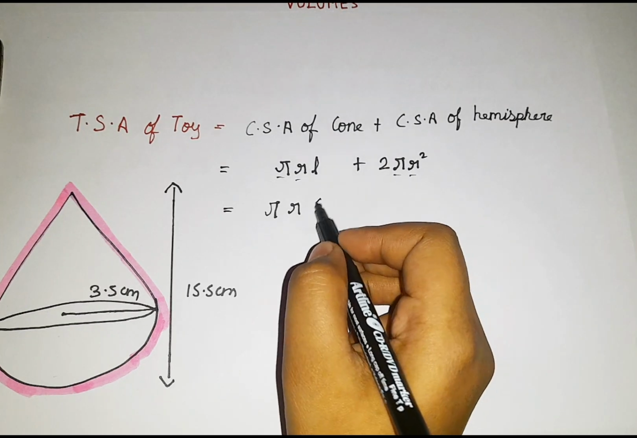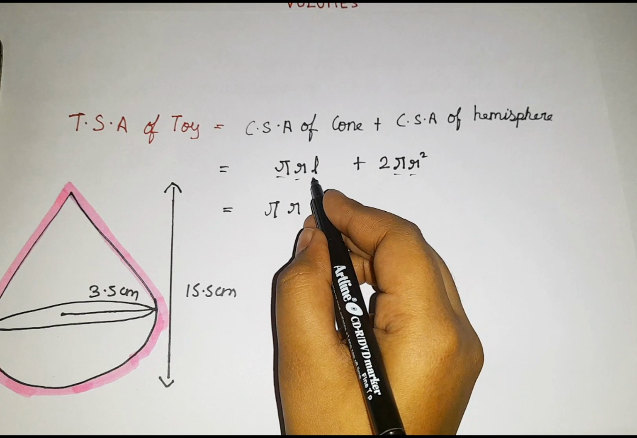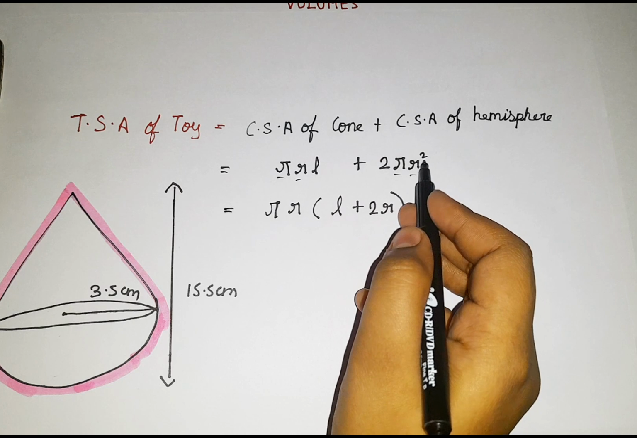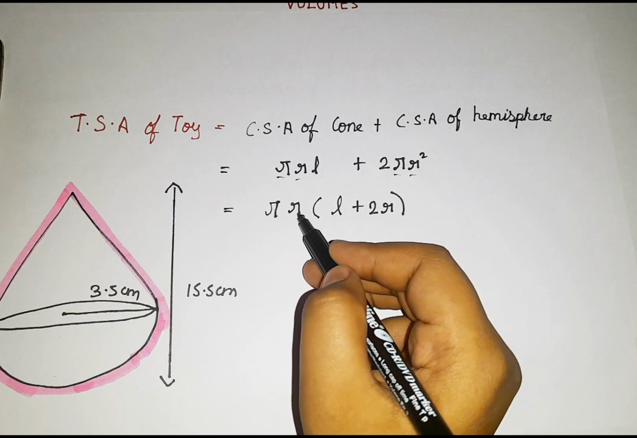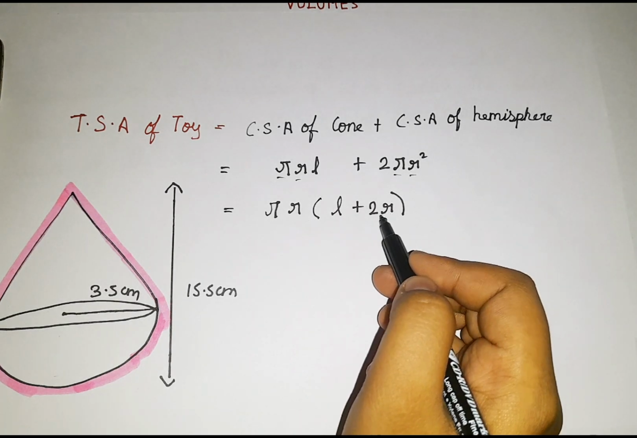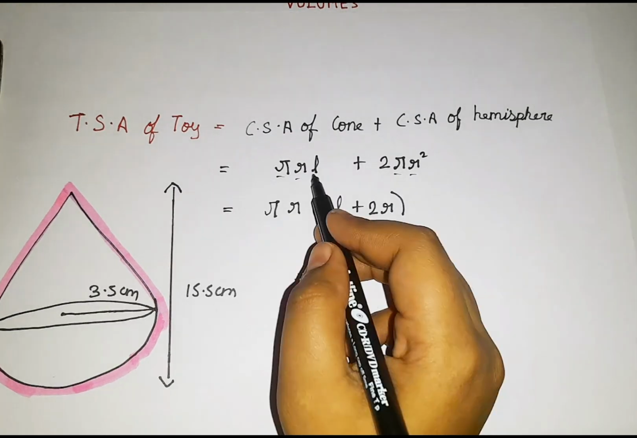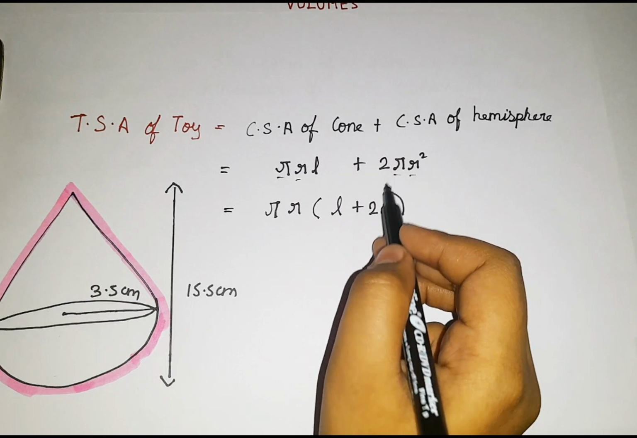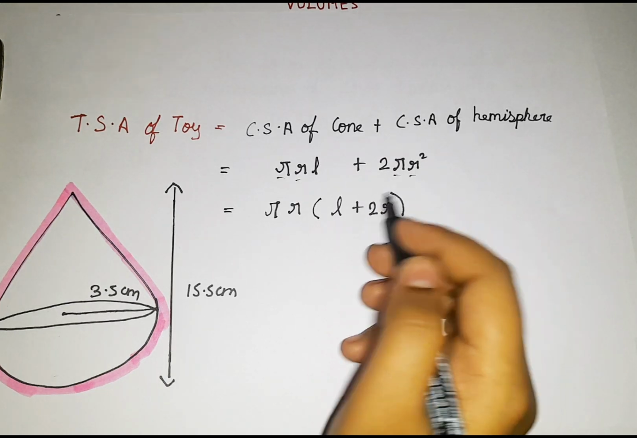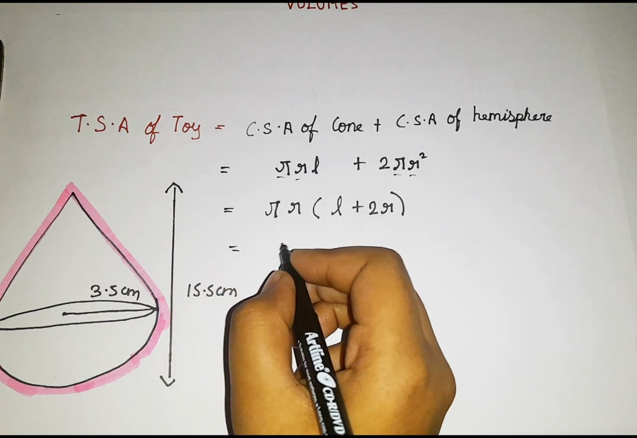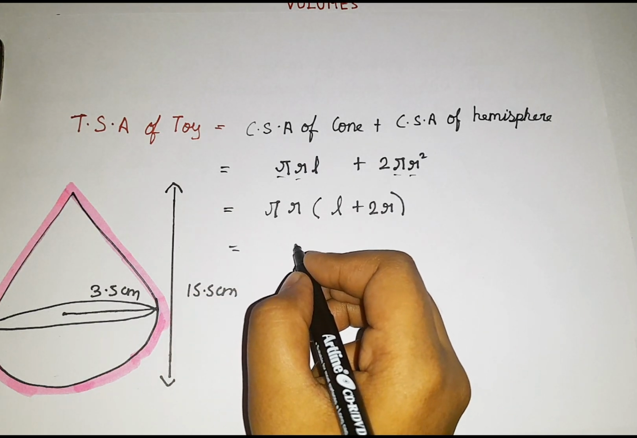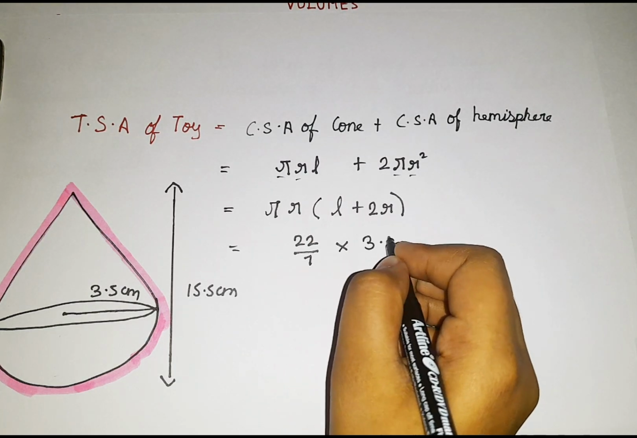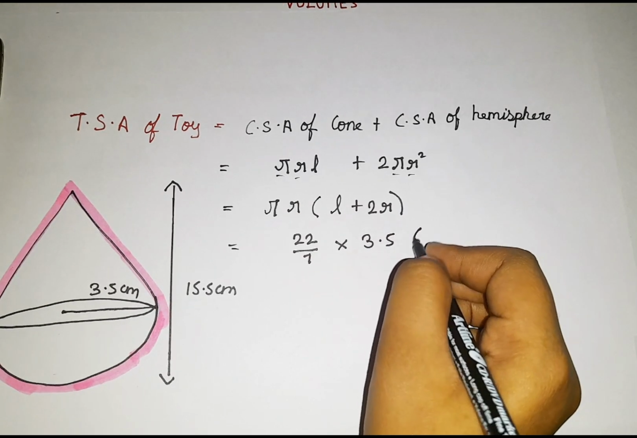Another r, I'm going to write L. So here we have L plus 2r. Since we have r square, I took one r as common and wrote the other r in the bracket, then wrote L and then plus as it is. Whatever we didn't take as common, that is 2 and one more r, I just wrote as it is. So what is the value of pi? The pi value is 22/7 into 3.5, that is the radius, and bracket L.